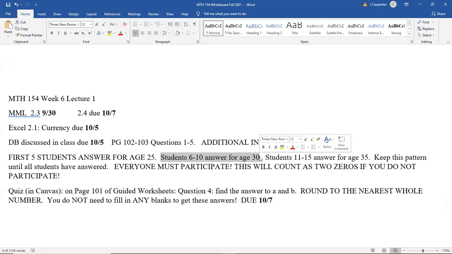So this is just a cyclical thing. We're just going to keep doing the same 5 questions over and over and over, but incrementing the age 5 years every time. So student 6 comes in, you answer question 1 based on age 30. Student 7 comes in, you answer question 2 based on age 30. Student 8 comes in, you answer question 3 based on age 30. Student 9 comes in, you answer question 4 based on age 30. Student 10 comes in, you answer question 5 based on age 30.